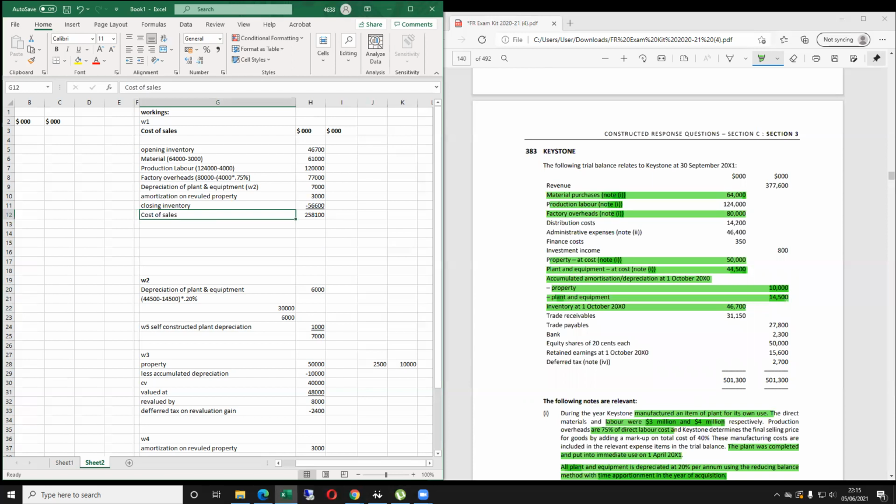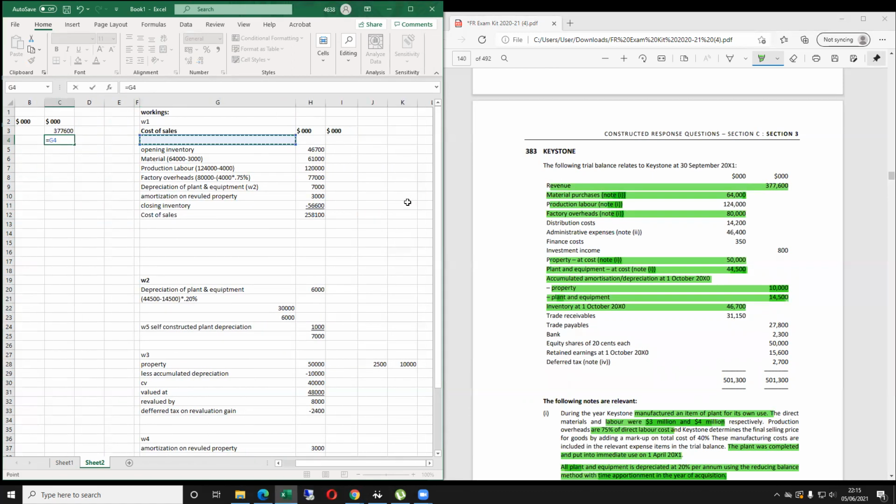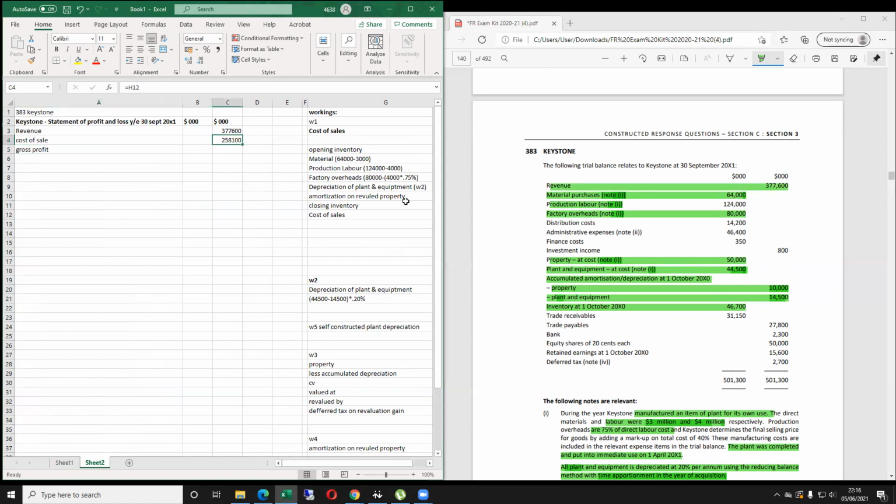So let me see. Okay, so we can add it here now. Revenue 377,600. This is easy marking. So all you need to do is just write it here. This one is coming from this, 258,000, or this is in minus. This is our gross profit. So this bit is done already. Now we can easily score our easy marks.